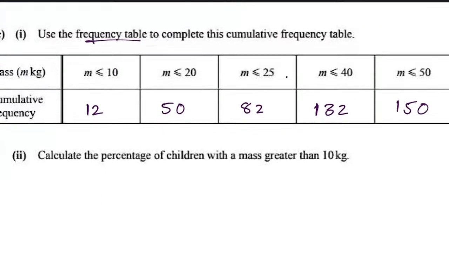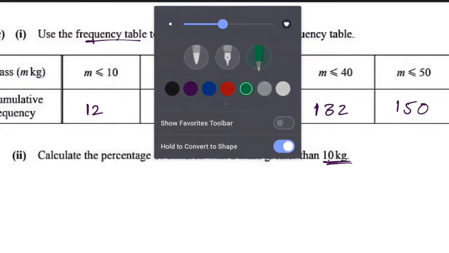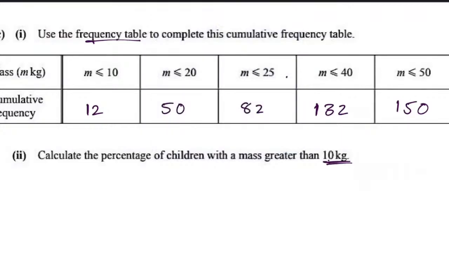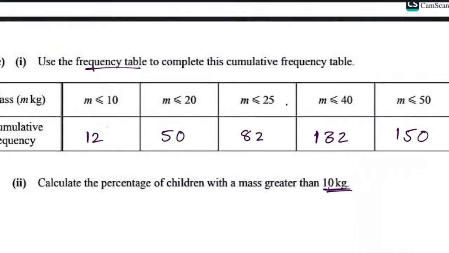Now they said calculate the percentage of children with the mass greater than 10 kgs. Calculate the percentage of children that have a mass that is greater than 10 kgs. Okay, not even a problem. So mass greater than, this is less than or equal to 10. For mass greater than 10, it's from here going upwards. Right? So from here, going all the way up, these are the people that have mass greater than 10 kgs. And we want it as a percentage, so obviously the total is 150.